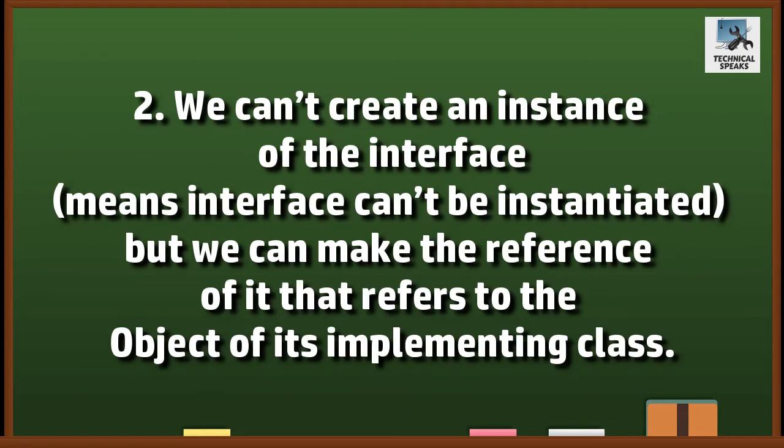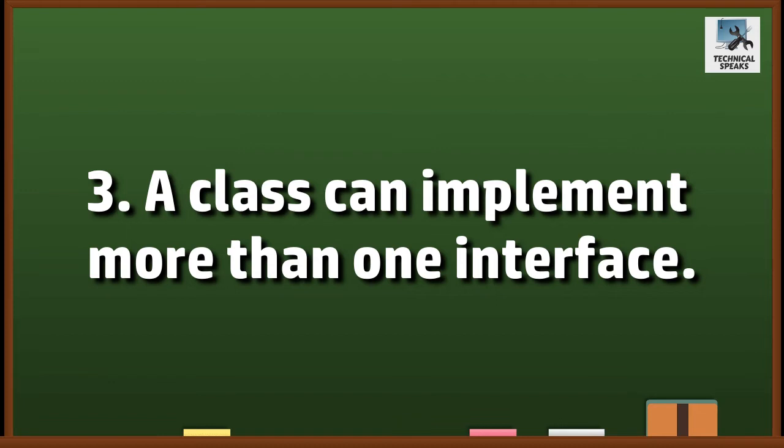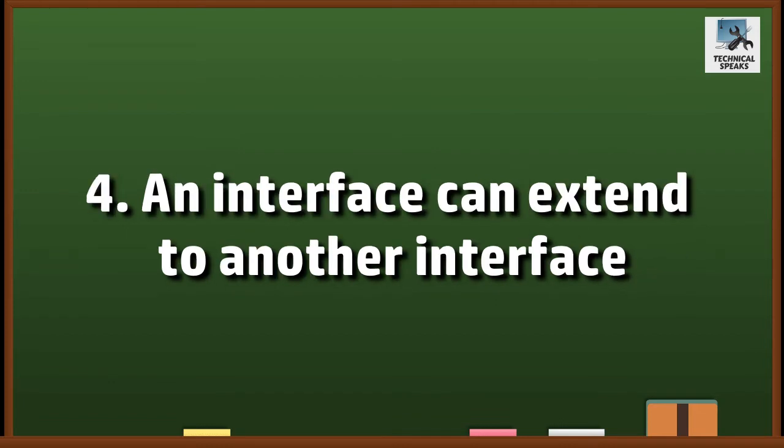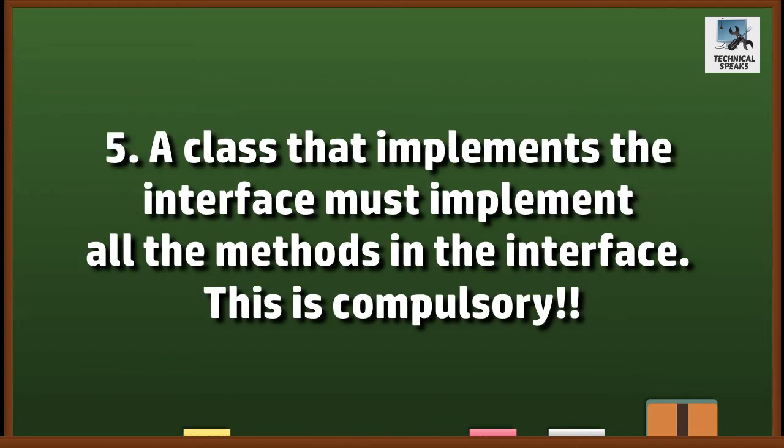The second important point is we cannot create an instance of the interface. Means interface cannot be instantiated, but we can make a reference of it that refers to the object of its implementing class. We will see it in the program later in this video. The next one is a class can implement more than one interface. The next is an interface can extend another interface. Again, a class that implements the interface must implement all the methods in the interface. This is most compulsory. We will see this in the program too.